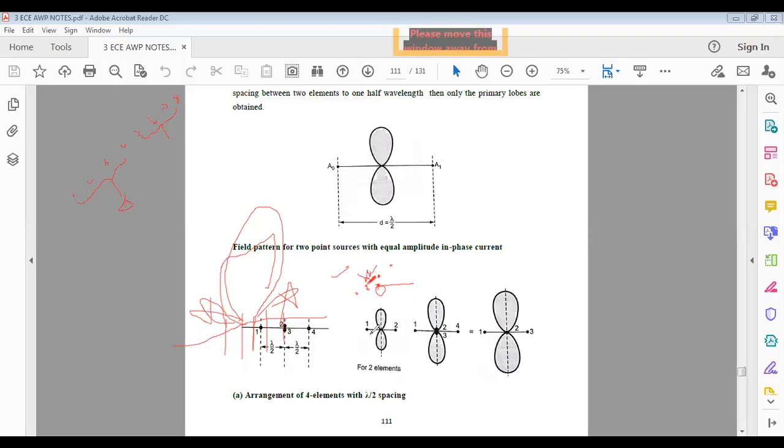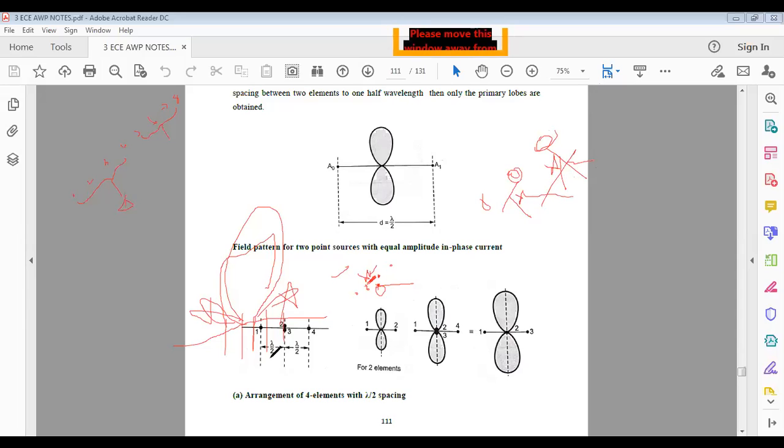See here, let me explain it again. Take 1, 2, 3, and 4. What is the distance between 1 and 2? Lambda by 2. Again 2 to 3 is 0. Again 3 to 4 is lambda by 2. Then what is the distance between half of point x to point y? This is a lambda by 4 part, and this is a lambda by 4 part. The net distance is lambda by 2.